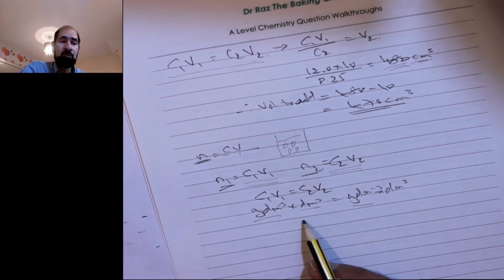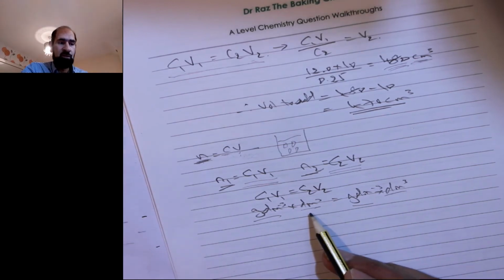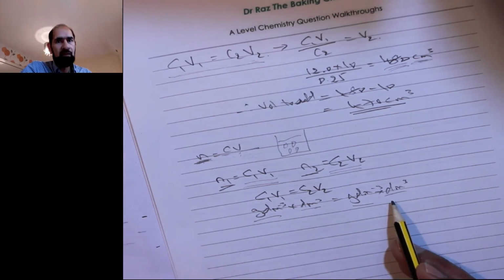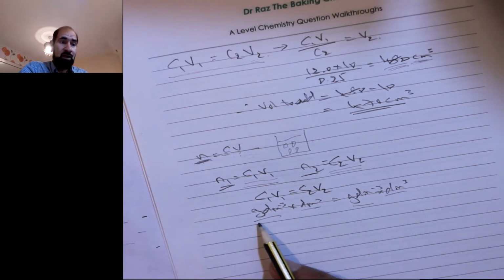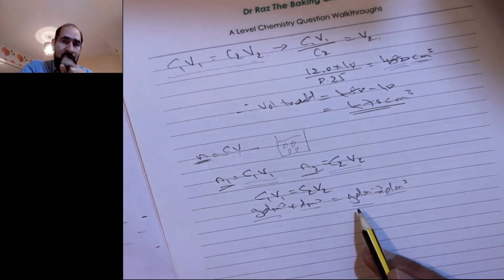If it's decimeters cubed on this side and decimeters cubed on this side, it'll cancel each other out. If it was centimeters cubed on both sides, it'll cancel each other out. If it was grams per centimeters cubed on both sides, it'll cancel each other out. The only thing you need to be aware of is what the question is asking you.